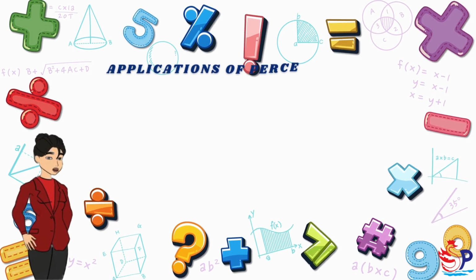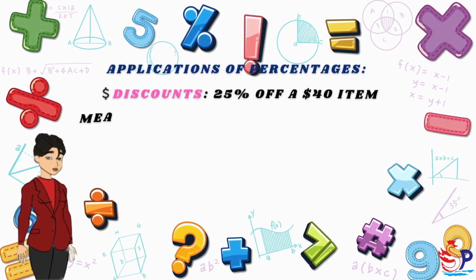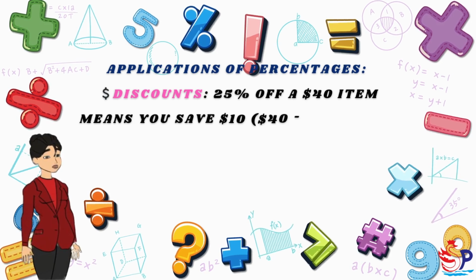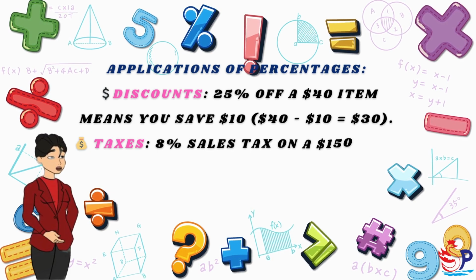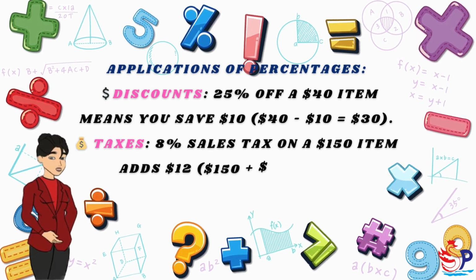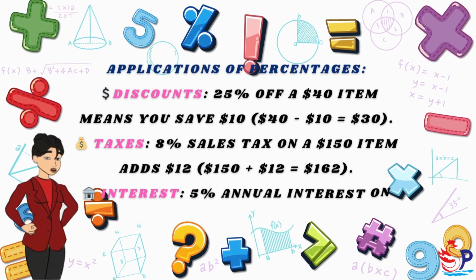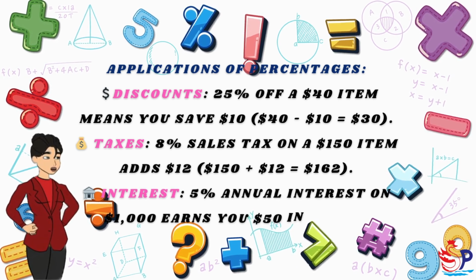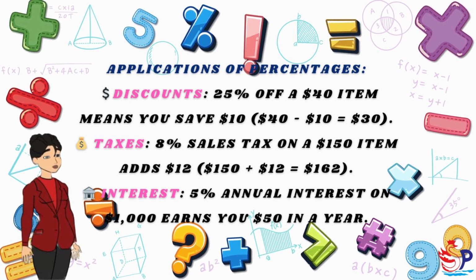Applications of percentage. Discounts. Example: 25% off for a $40 item. 25% of $40 is equal to a $10 discount. New price is equal to $40 minus $10, which is equal to $30.